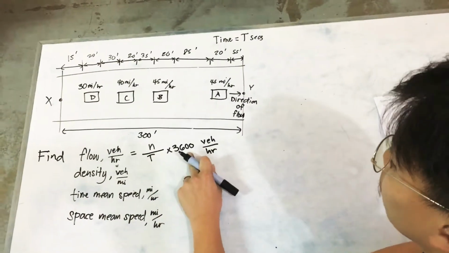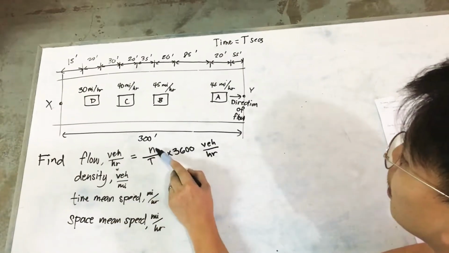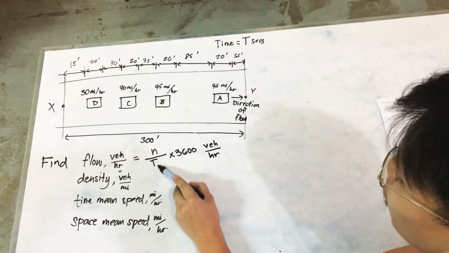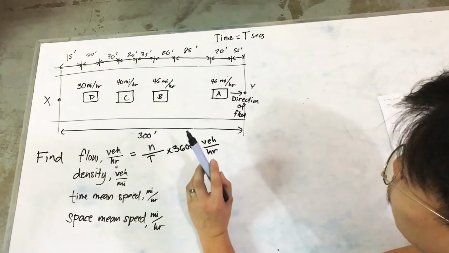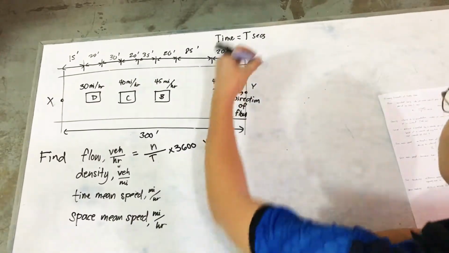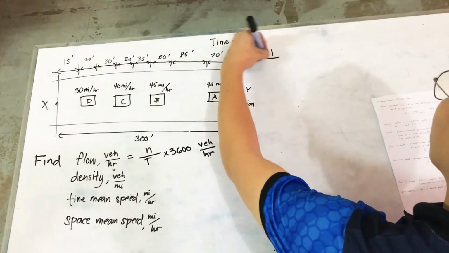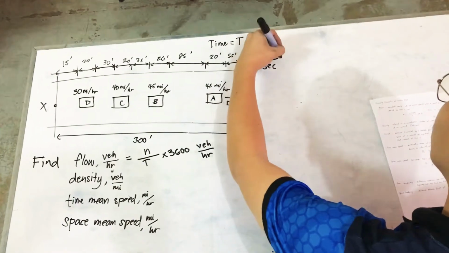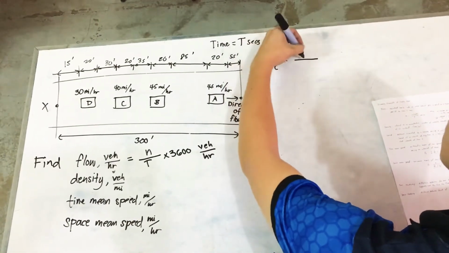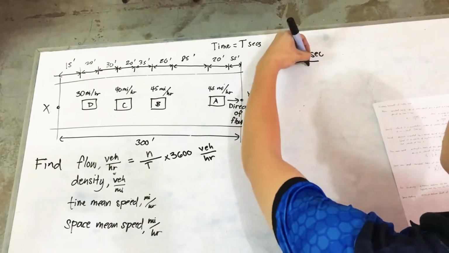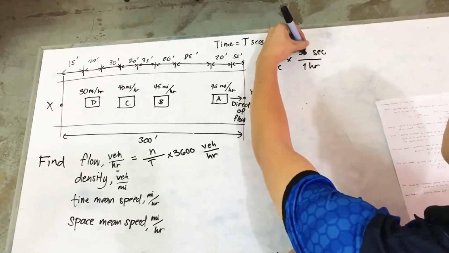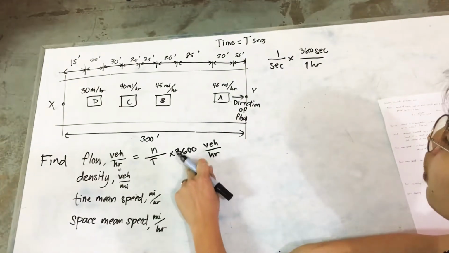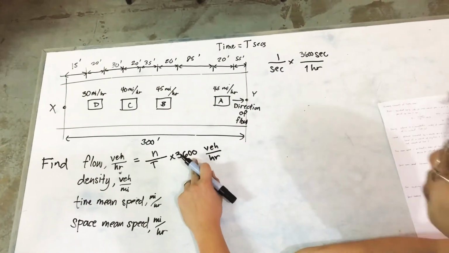But where does this come from? We know that the flow is the number of vehicles over a designated time in seconds. But we have to make it vehicles per hour. Now remember that to convert 1 over second, we have to multiply by seconds over 1 hour. And how many seconds are there in 1 hour? 3,600. And therefore, that is where our 3,600 comes from.